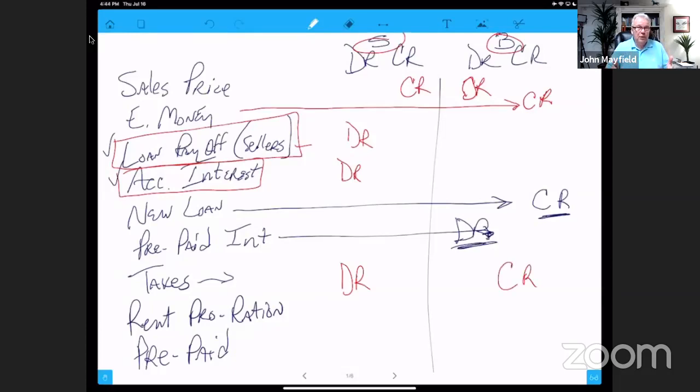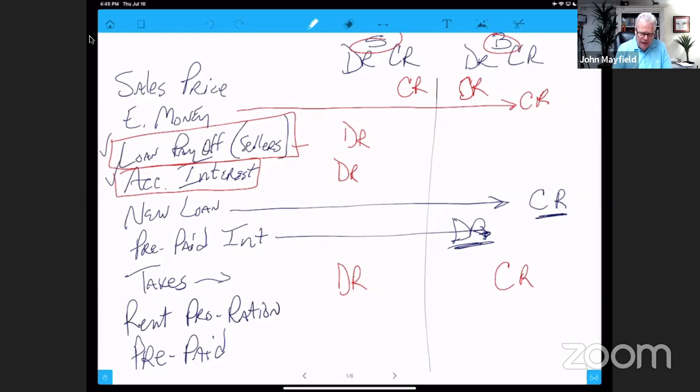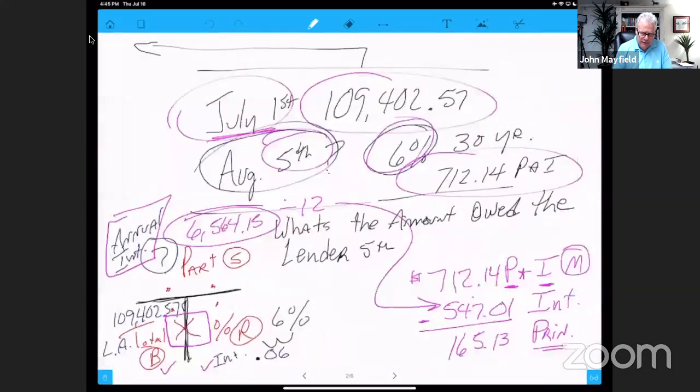Now, rent proration, which you could see, is totally different. When you pay rent, you're paying forward in advance. So if you're renting and you make your payment on the first of the month, you're actually paying for the month of July.